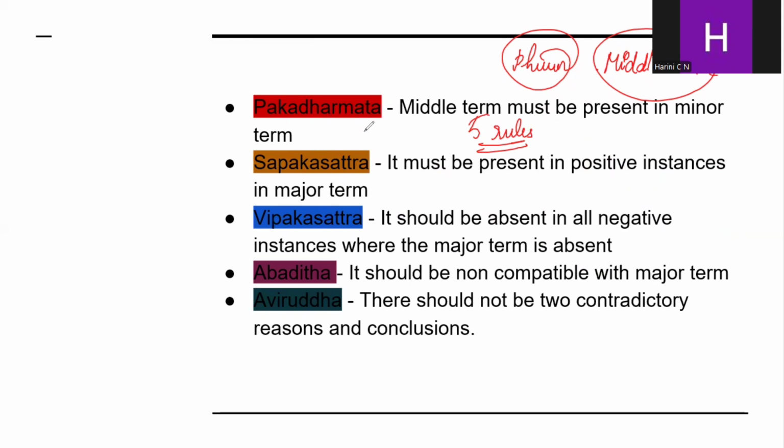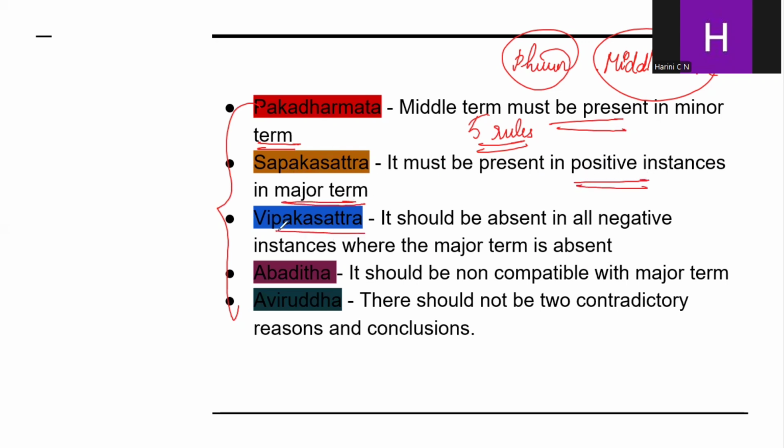So Pakadharmata means the middle term must be present in the minor term. Sometimes in the exam, they can ask you what is the term called where the middle term must be present in the minor term, and they might give you all 5 options. You need to know that it is called Pakadharmata. Then Sapaka Satra: it must be present in positive instances with the major term.